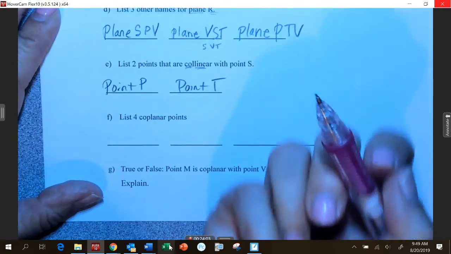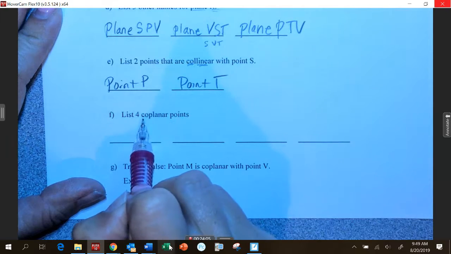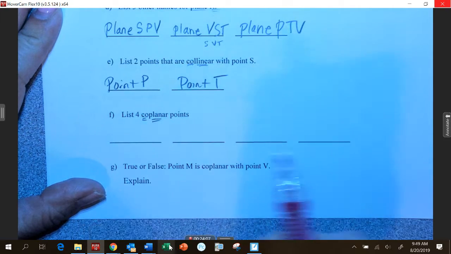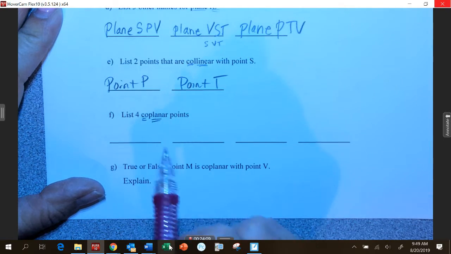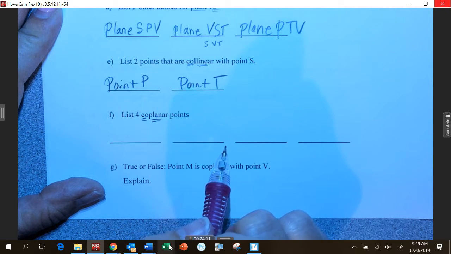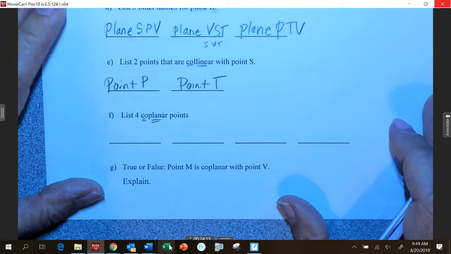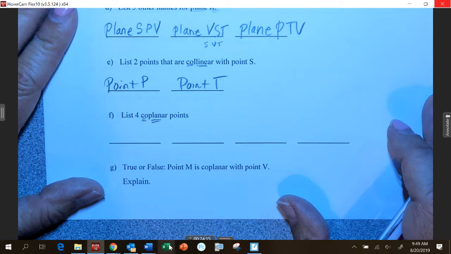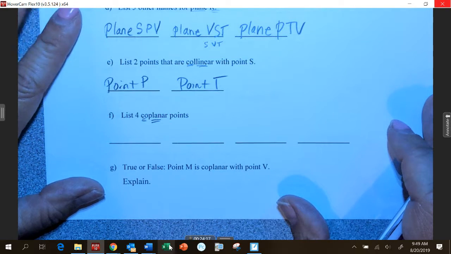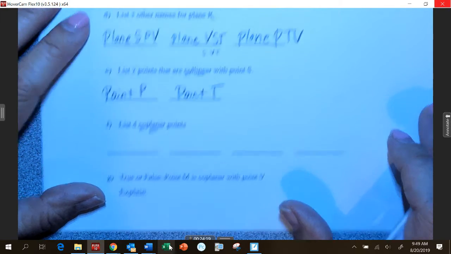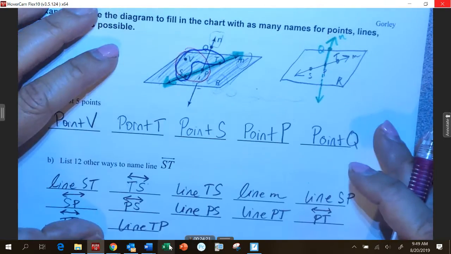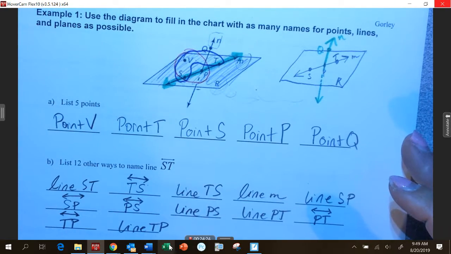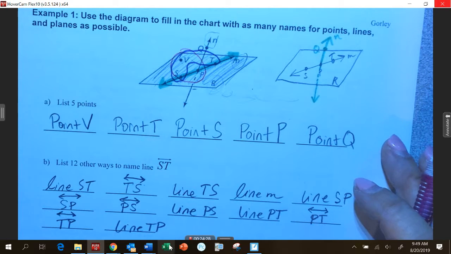And then F says list 4 coplanar points. So coplane, same plane, coplane, same plane. So we have to look at this. We need 4 points that are on the same plane. Dilafruz, can you help me out? Same plane, 4 points.